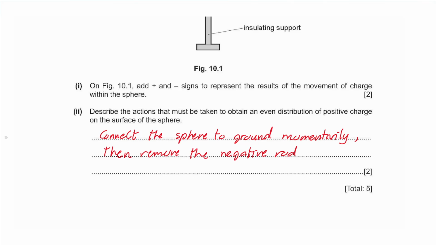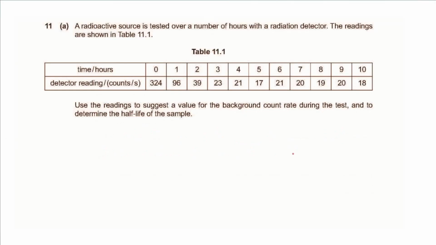But to make sure that the electrons removed do not go back to the sphere, we remove the Earth connection, and then we remove the rod to make the free electrons in the sphere move freely and distribute the charge evenly. Question 11a says a radioactive source is tested over a number of hours with a radiation detector. The readings are shown in table 11.1.